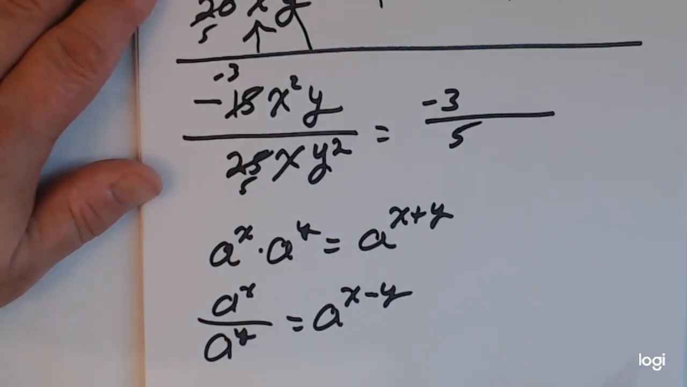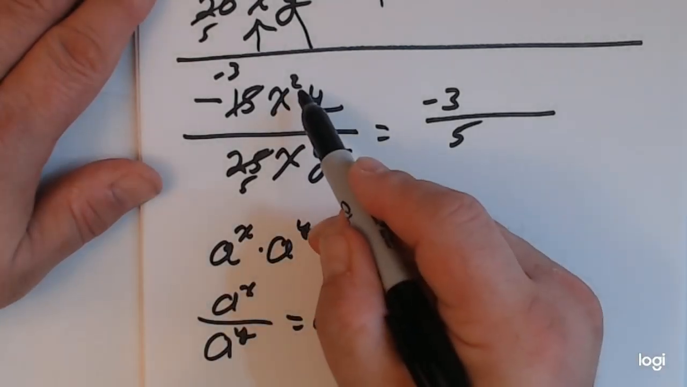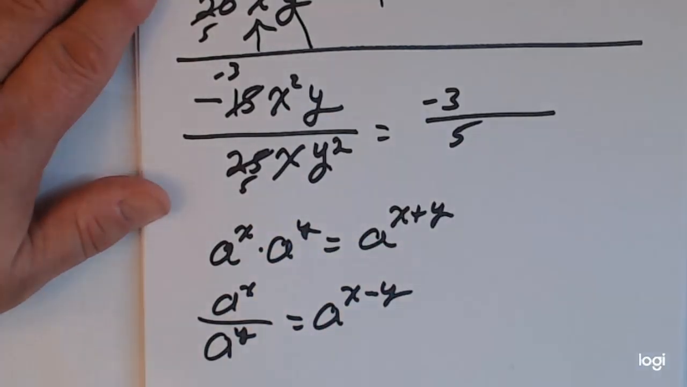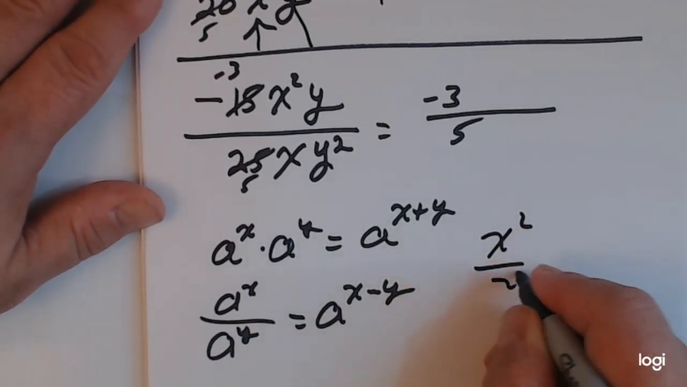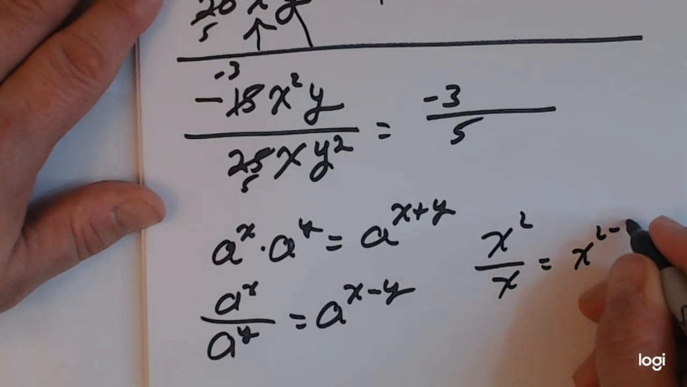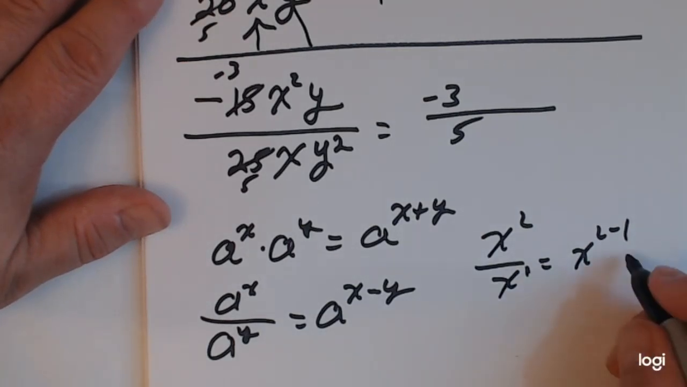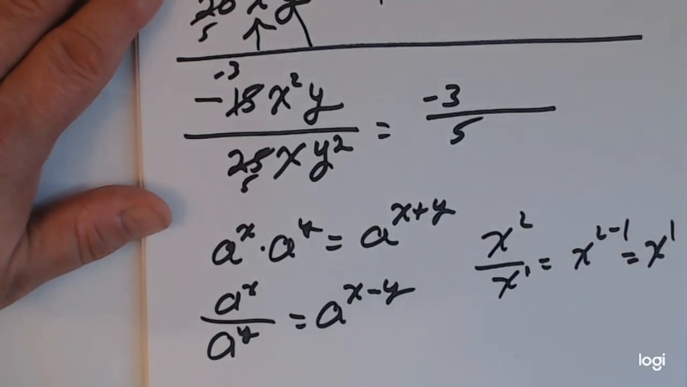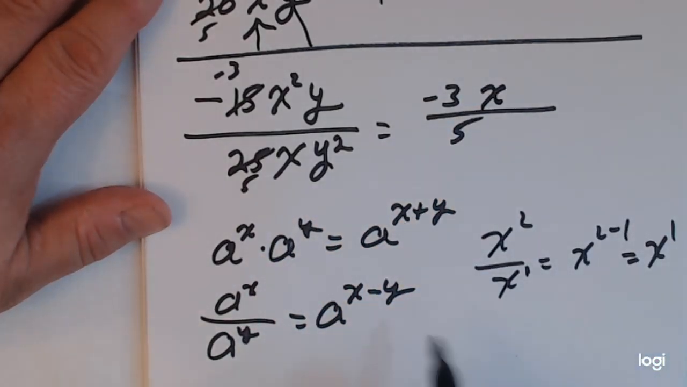So we just took care of the numbers. Now, let's take care of the x's and y's. This is x squared over x, which is x to the 2 minus 1. Remember, there's an implied exponent of 1 there, which is x to the 1. So that's going to leave us with an x in the numerator.